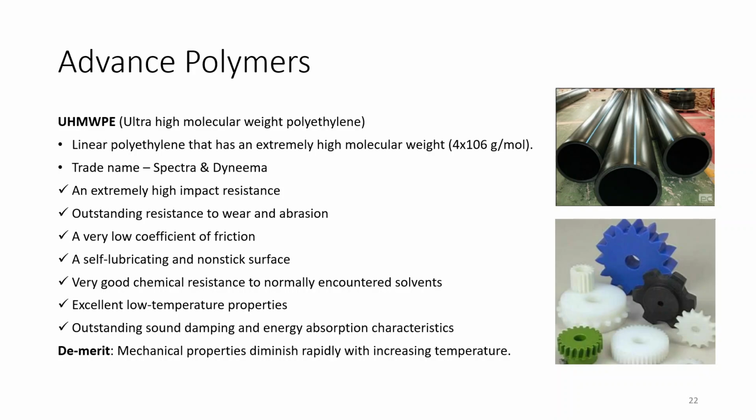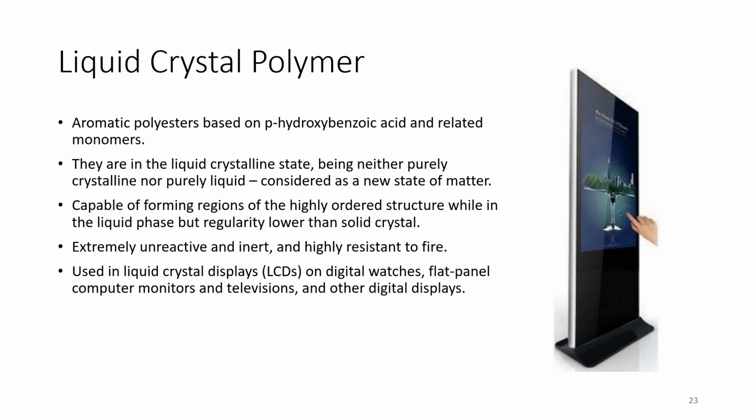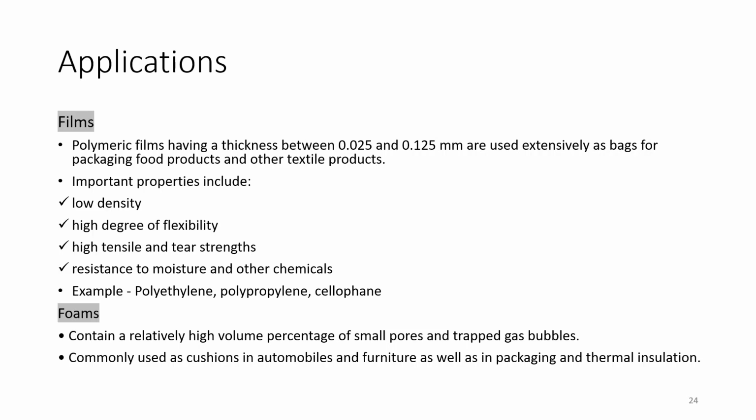Next is advanced polymers. So in this case you have ultra high molecular weight polyethylene. And next we had liquid crystal polymers. Based on applications, you have types of polymers. So it can be in film form. So polymeric films having thickness between 0.025 to 0.125 mm are used.